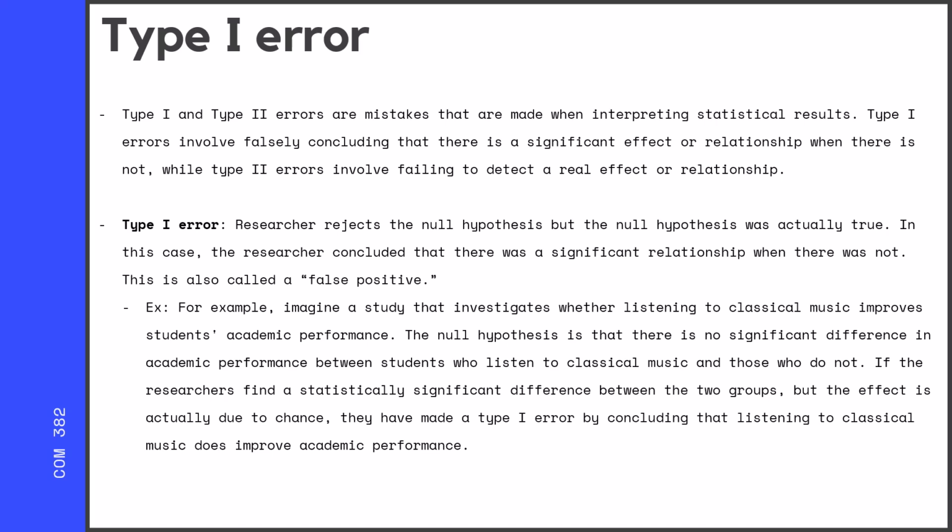So imagine a study where someone is trying to understand if listening to classical music helps academic performance. The null hypothesis in this study is that there is no significant difference in academic performance between students who listen to classical music and students who don't listen to classical music. If the researcher finds a statistically significant difference between those who listened to music and didn't, but the effect is actually just due to chance, they have made a type 1 error.